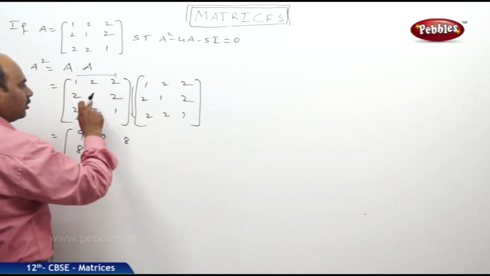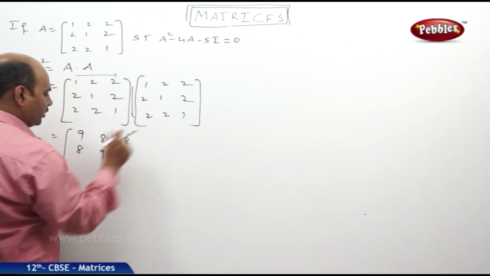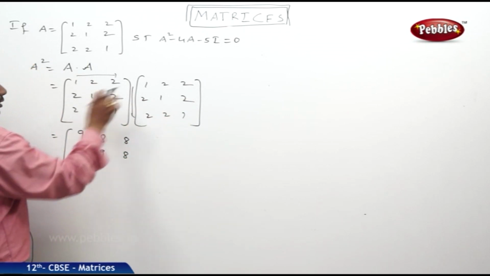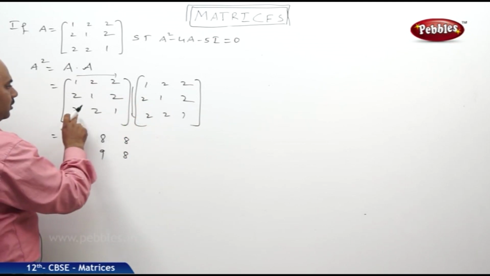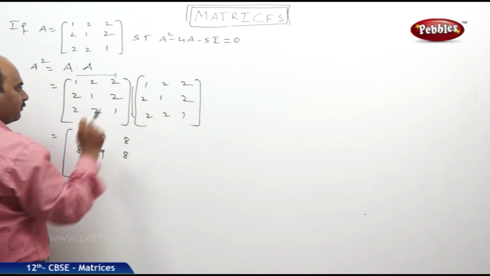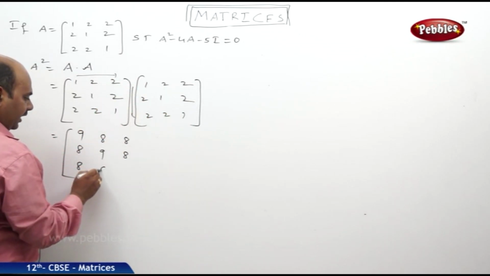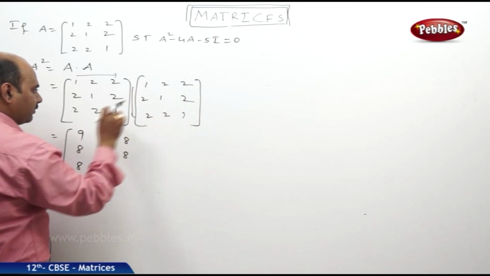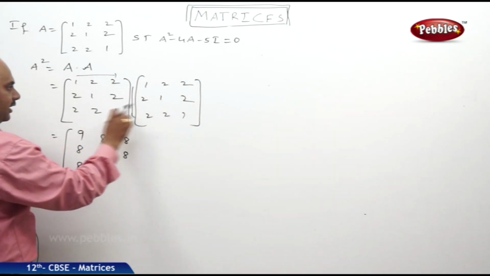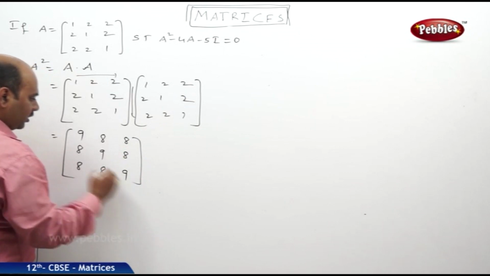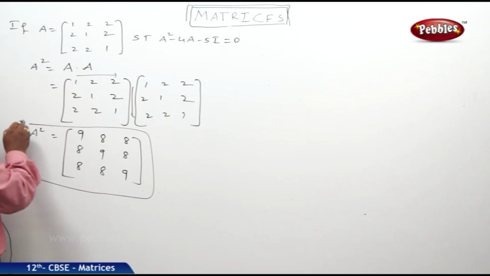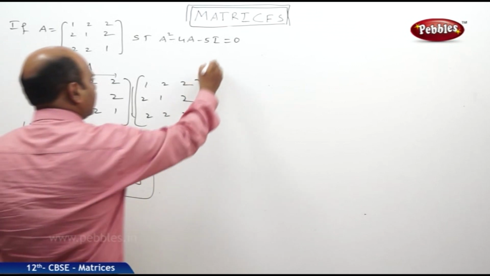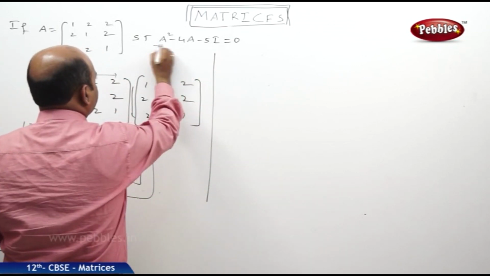Again 4 plus 2 is 6, plus 2 is 8. Again 2 plus 4 is 6, plus 2 is 8. Again two 2s are 4, plus 2 is 6, plus 2 is 8. Again two 2s are 4, 4 plus 4 is 8, 8 plus 1 is 9. We got the value of A square as 9 8 8, 8 9 8, 8 8 9. This we have found out.